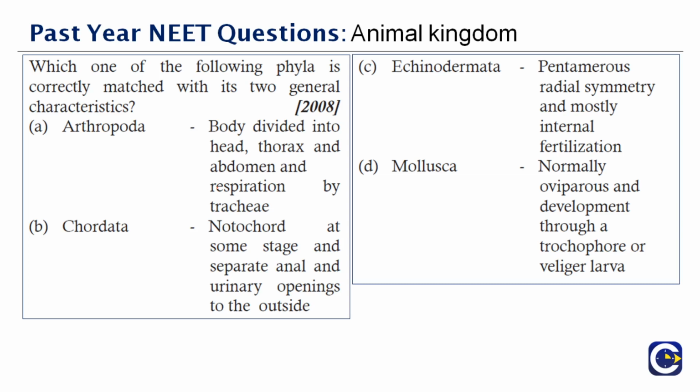Okay, which one? This is actually wrong. Chordata: notochord at the same stage and separate anal and urinary openings to the outside. Again wrong. Echinodermata. Again, that is wrong. We'll discuss Mollusca: normally oviparous and development through trochophore larva. The correct answer is option D.